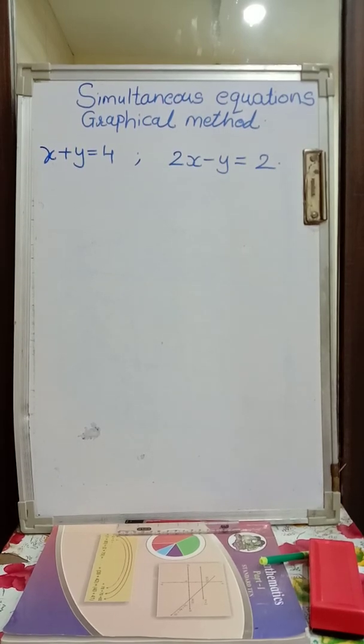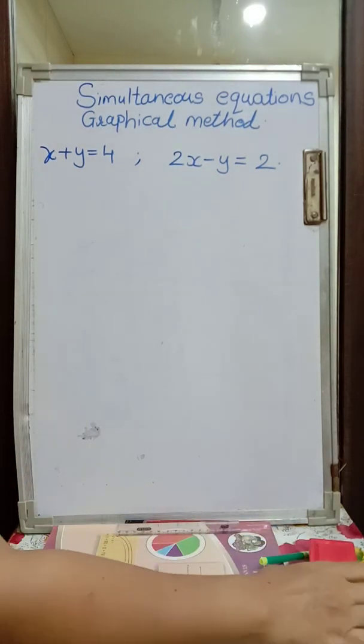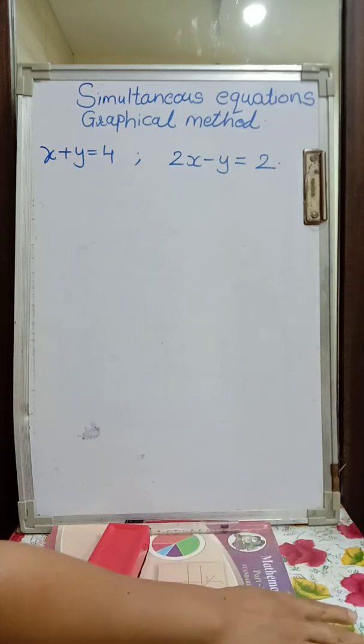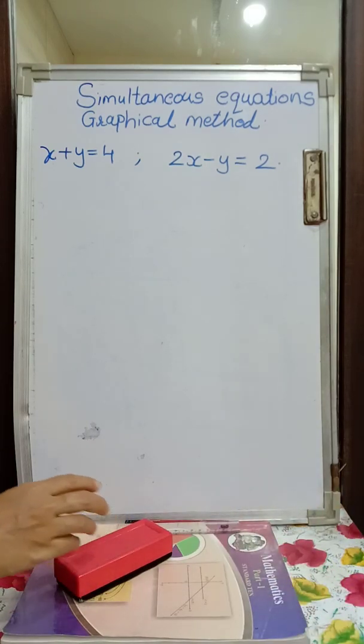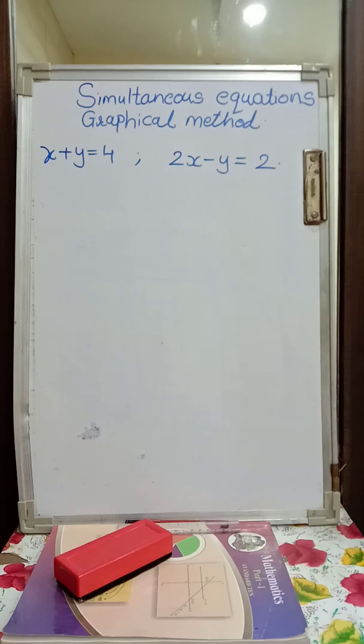Good morning friends. Today let's see how to represent simultaneous equations by graphical method. Before this we have seen how to represent equations via substitution method, then elimination method, using determinants or Cramer's rule, and this is the fourth method, that is graphical method.